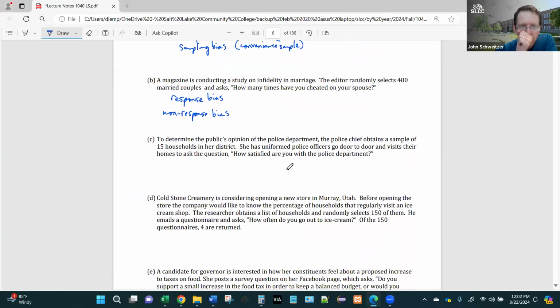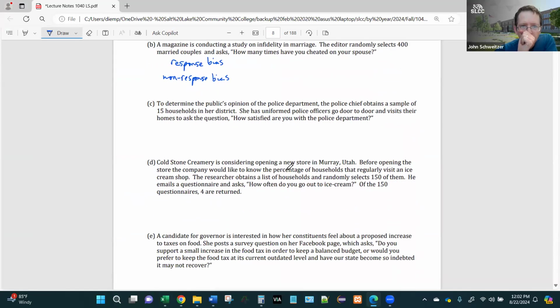Okay, and then for C, we have the police department, they're trying to figure out the public's opinion. Yeah, I wouldn't be honest either, probably, with that. Oh, okay, yep, yeah, for C. So yeah, C is actually pretty similar. It's probably both actually on this one too. So you get a uniformed police officer going door to door, asking questions, right? How satisfied are you with the police department, right?